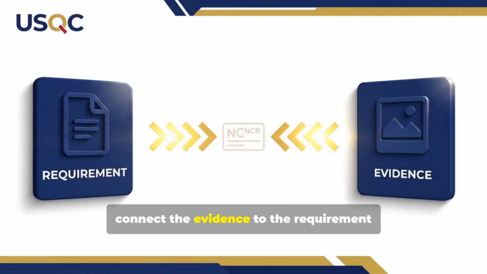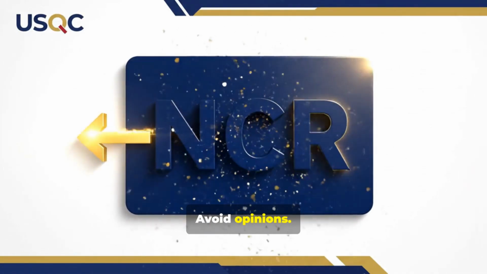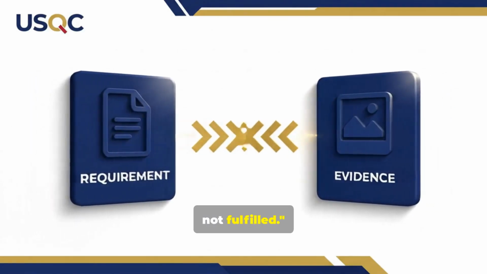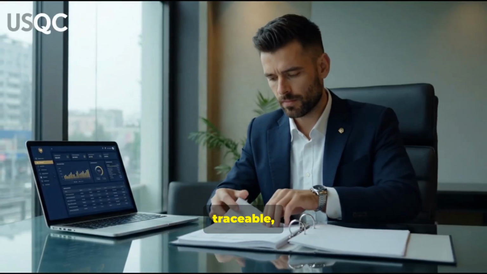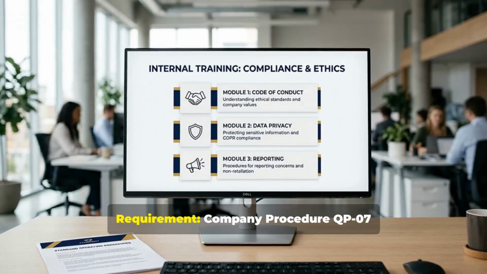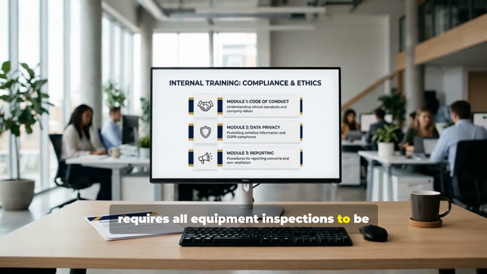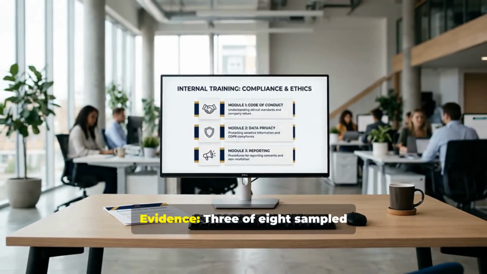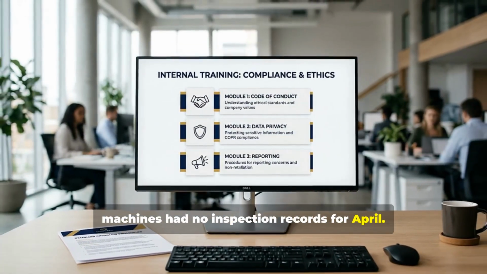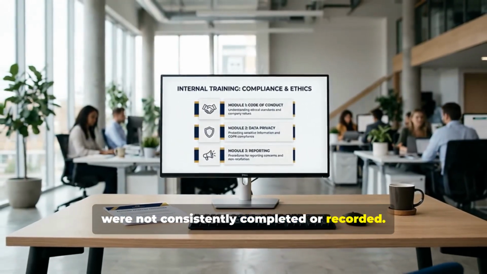Finally, connect the evidence to the requirement using a concise factual statement. Avoid opinions. Avoid assumptions. Simply describe how the requirement was not fulfilled. This finding is factual, traceable, objective, and easily understood. Requirement: Company Procedure QP07 requires all equipment inspections to be completed monthly. Evidence: 3 of 8 sampled machines had no inspection records for April. Statement: Required monthly inspections were not consistently completed or recorded.